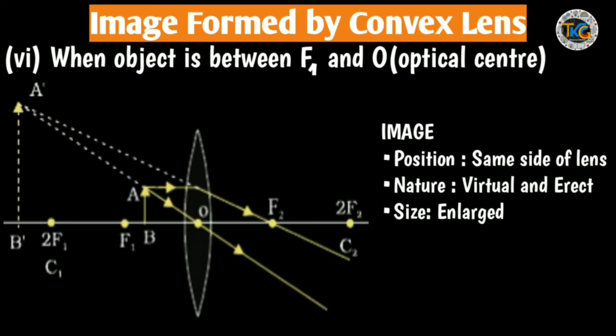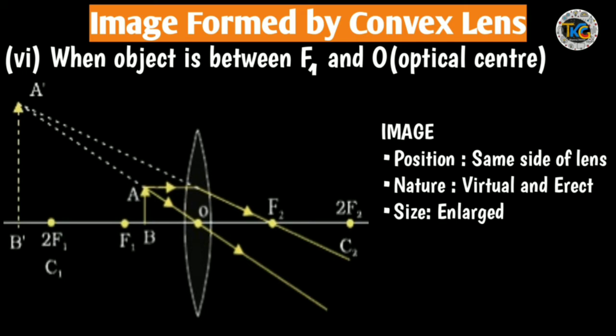So here A dash B dash is the image for the object AB, and this image is on the same side as the object. This is the special condition, and this image nature is also different. That is, here the real image never meets.